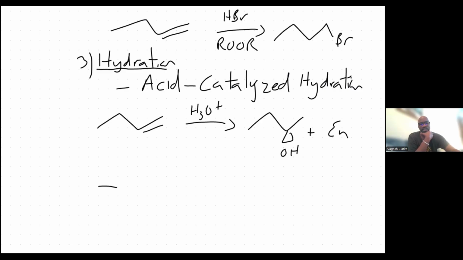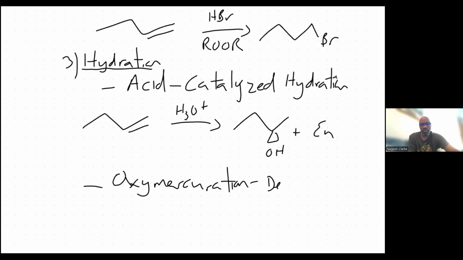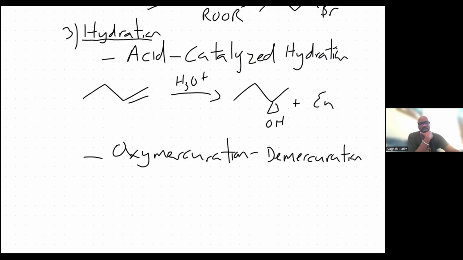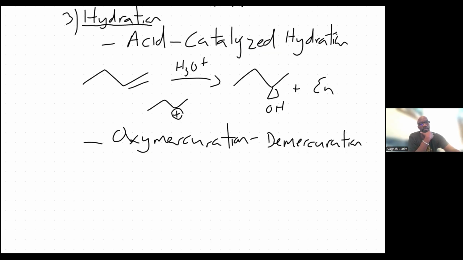And then there is the oxymercuration, demercuration. So acid catalyzed hydration has a carbocation intermediate. And as we always talk about, carbocations can rearrange, and sometimes you don't want rearranged products. Well, oxymercuration, demercuration has no carbocation intermediate, and we won't go through the mechanism. It's a little more complicated, outside the scope.